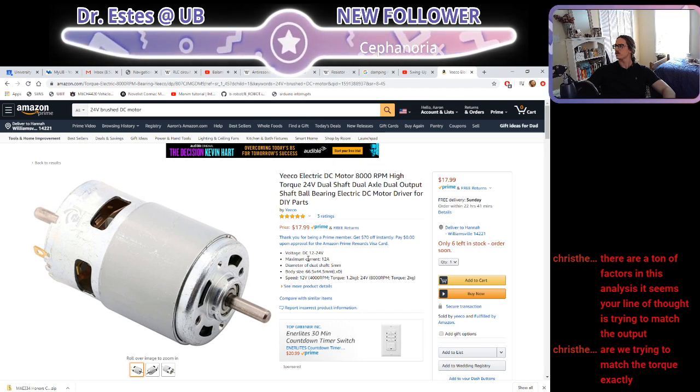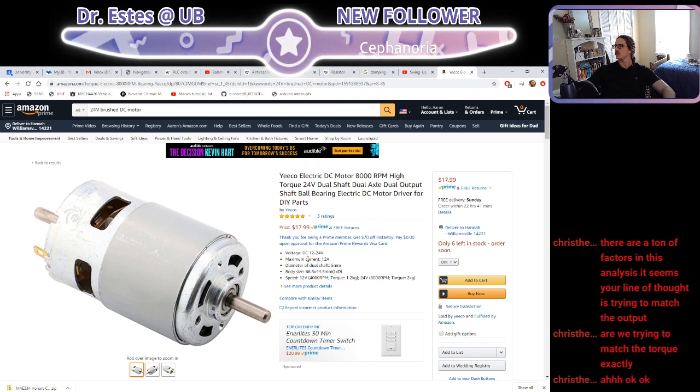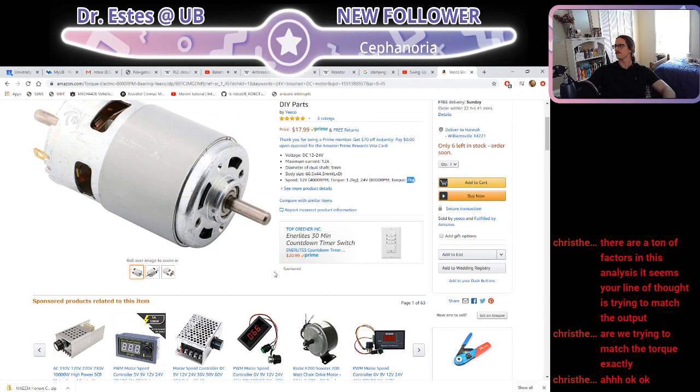12 amps. Torque 2 kilograms. I don't really know what that means. Kilograms is not a torque.